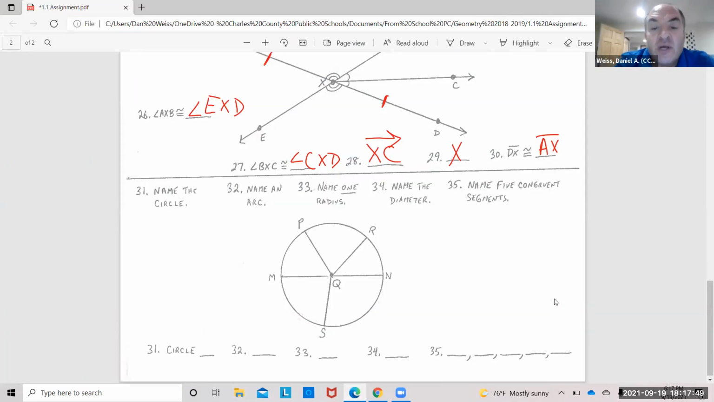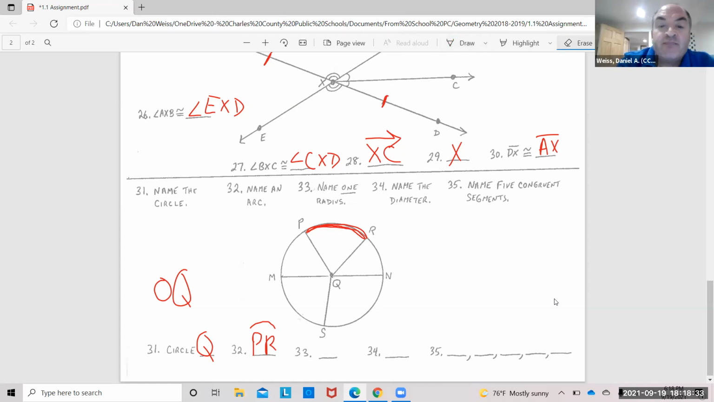Name this circle. The name of the circle is always the center. The center of the circle is Q. It's just circle Q. We could say a little circle symbol and Q like that, or just circle Q. Name an arc. An arc is from here to here. So this is arc PR. PR is an arc. Could you name another arc?